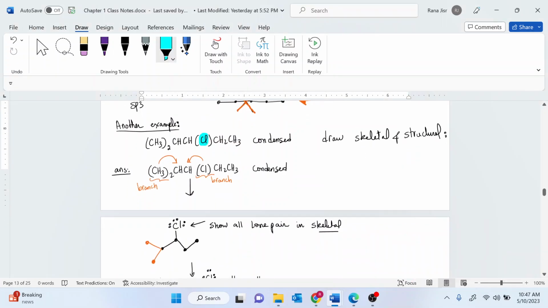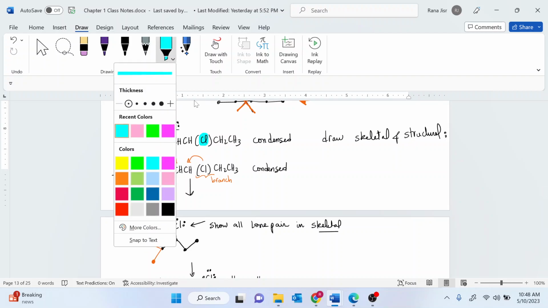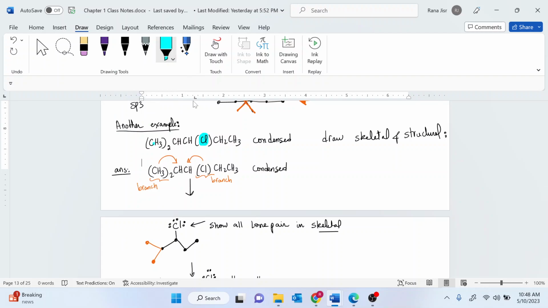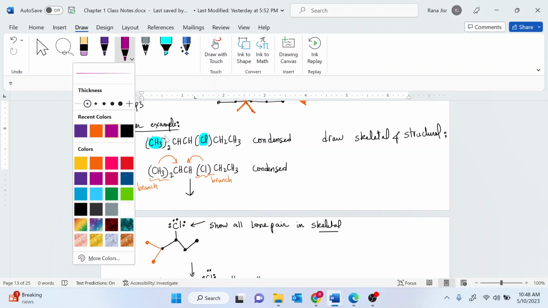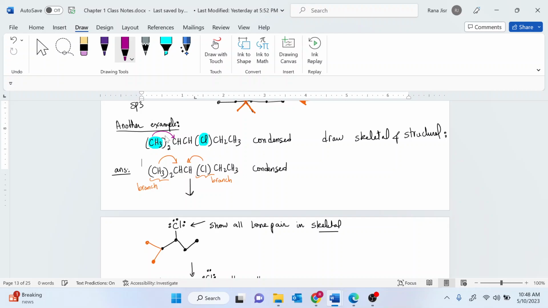Okay, so let's have another example. Another example is this guy over here. You're given the condensed, and you're asked to draw the skeletal and the structural formula. Again, whenever you have a compound with a parentheses, that compound needs to belong to the part of the molecule that is adjacent to it. So here I don't have any part of the molecule which is adjacent to the left, so it's definitely belonging to the CH in there. Okay, so I have 2 CH3s that belong to the CH.